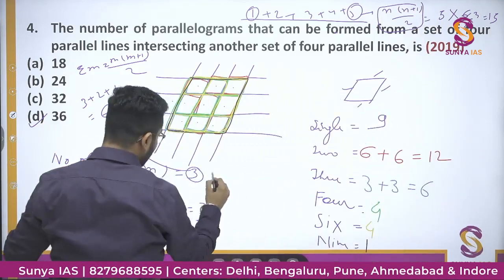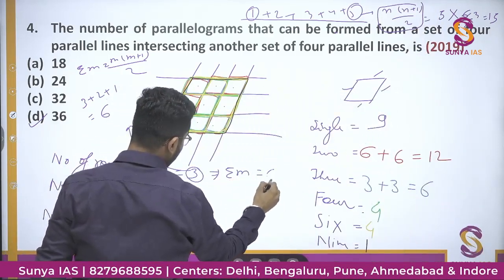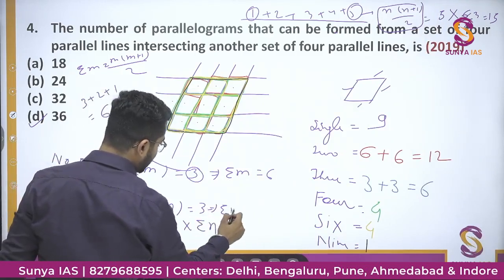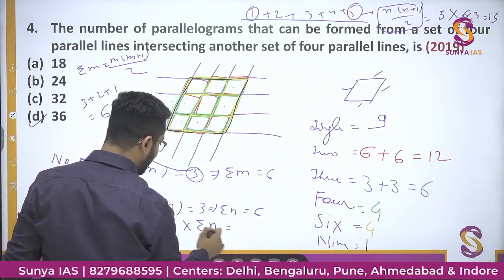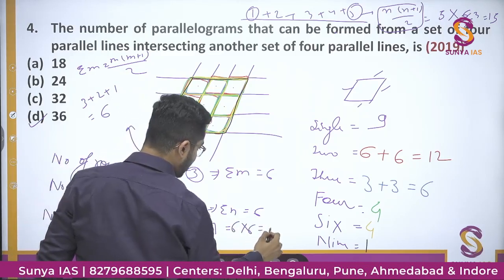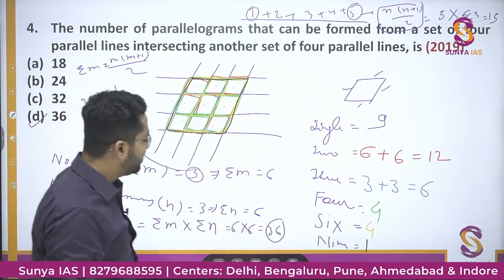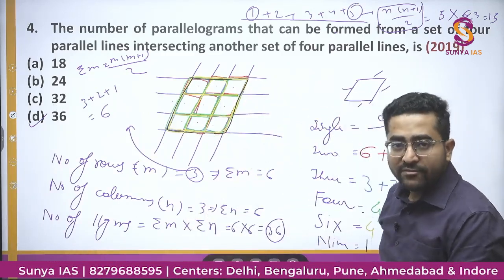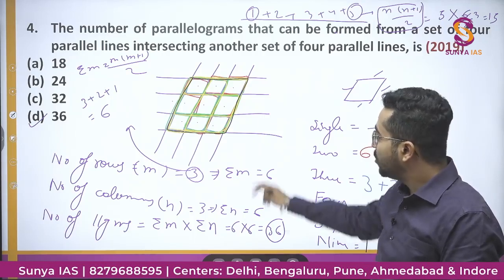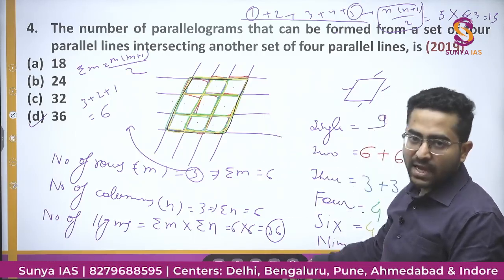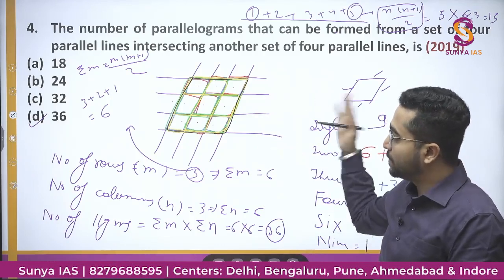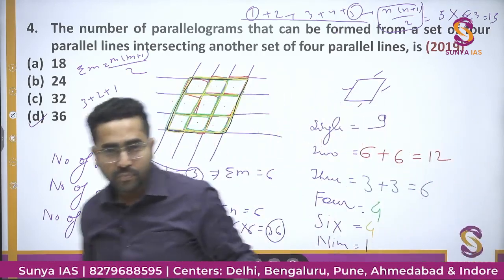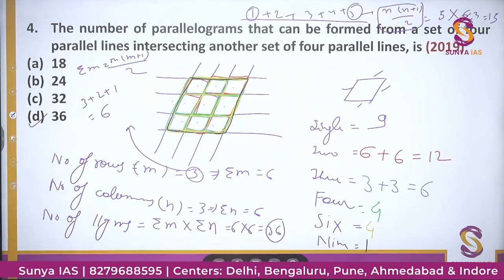So here sigma M is equal to 6. Sigma N is also equal to 6, because it is also 3. Then sigma M into sigma N, 6 into 6 is equal to 36. This is one formula where you can directly get the result. But again, I would emphasize understanding rather than formula. But isko aap yaad kar lo ki agar exactly aise question aa jate hain, to aap directly apply kar sakte ho. Theek hai?